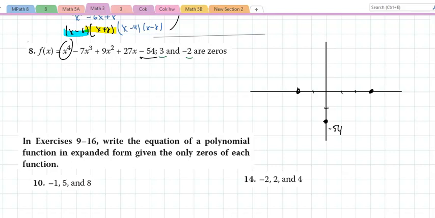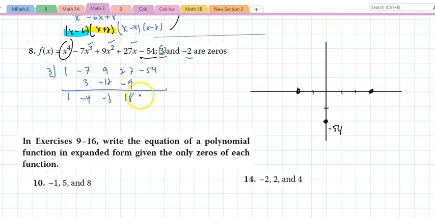Well, let's start with the 3. I'll take the 3. 1, negative 7, 9, 27, and negative 54. Make sure if one of those is missing to put a 0 for it. 1, 3, add those, negative 4, negative 12, add those, negative 9, 18, 54, a 0. Very good. Got it. The first 0 worked out.